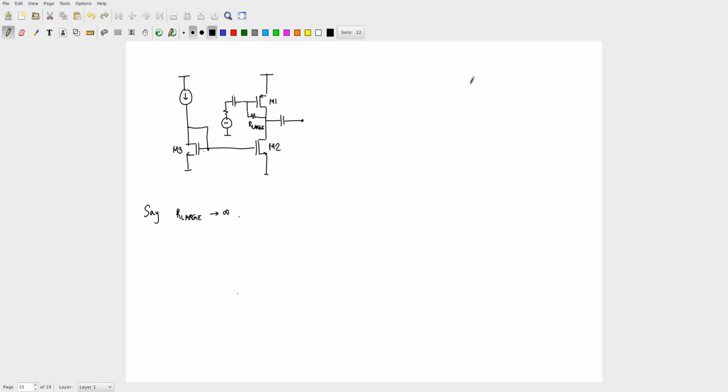So first start with M1. What does M1 see? Okay, let's also name the terminals. That is the source, that is the gate, that is the drain. This is again drain, gate, source, gate, drain. Right? So let's now go back to M1. It's a PMOS device, right? And what happens to its source? The source is incrementally grounded, right? So let me have one ground line here. So the source is incrementally grounded. And what about the drain?